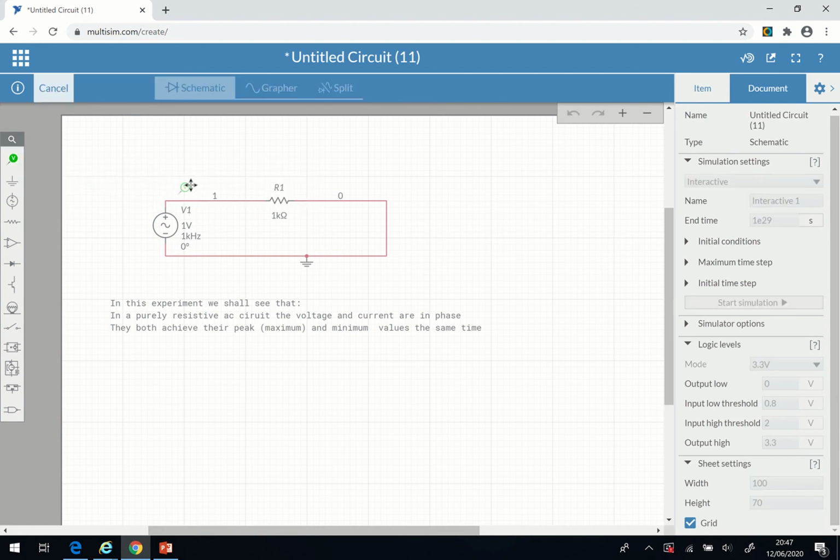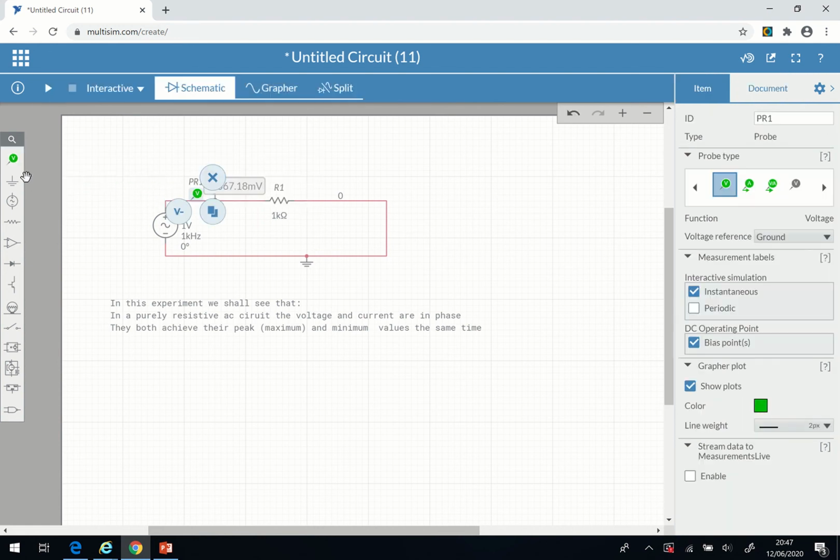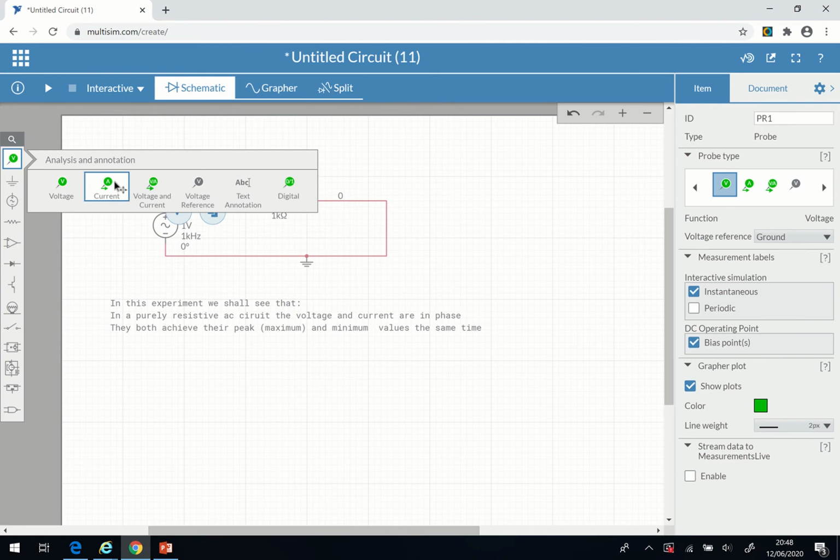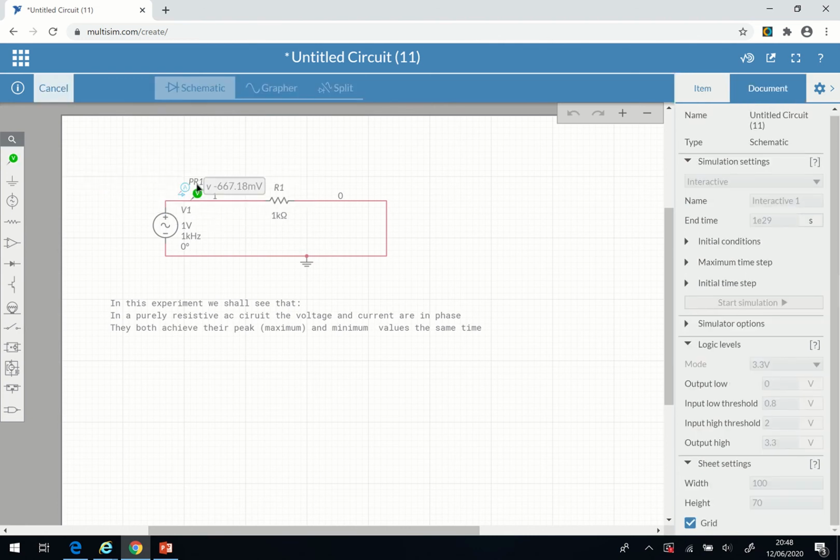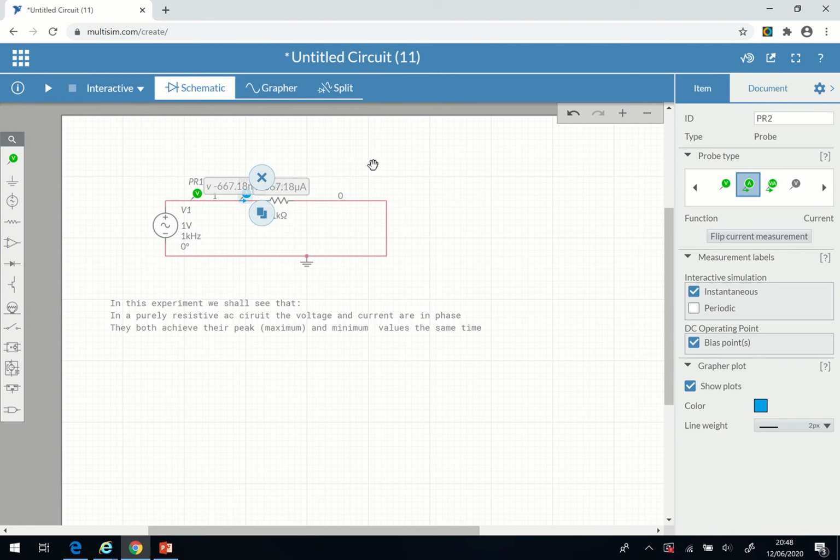I'll pick the voltmeter and drop it here, and pick the ammeter and drop that one too. So now the circuit is good to go and we are going to probe it. Let's click on the simulation and start probing.